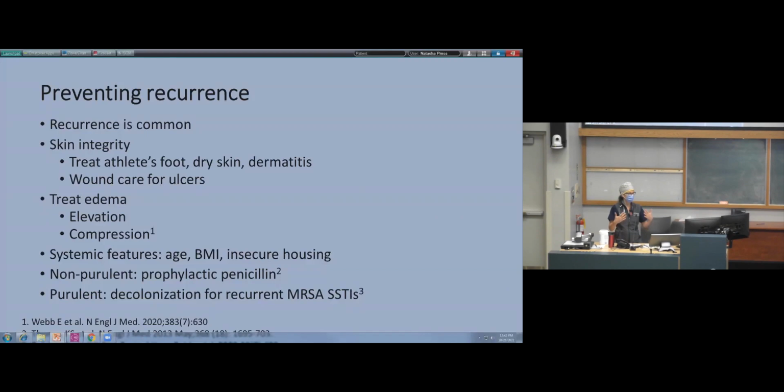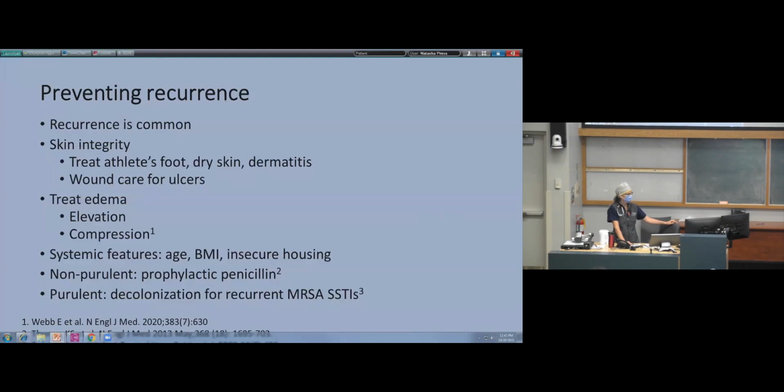intact. The next thing that's a big risk factor is edema. If there's a systemic cause for edema, like congestive heart failure or liver failure, then those should be treated. But if it's local, then often we use elevation and compression. And then there are some systemic features which are risk factors for recurrence, which are more difficult to treat, like aging, but also things like elevated BMI or insecure housing. You can imagine that if somebody doesn't have somewhere to live and they're walking around all night in wet shoes, that's going to put them at risk for skin and soft tissue infection.